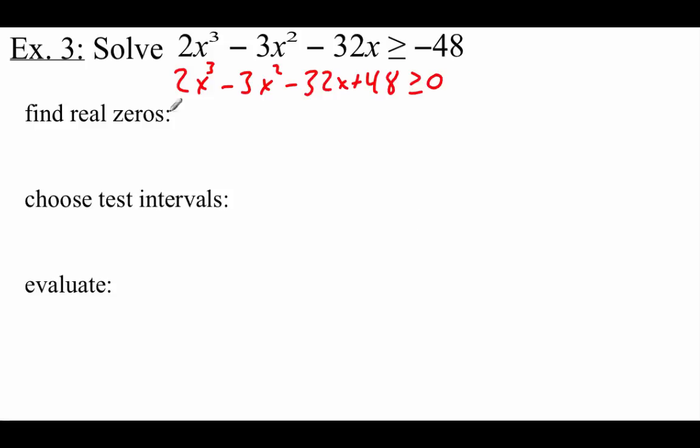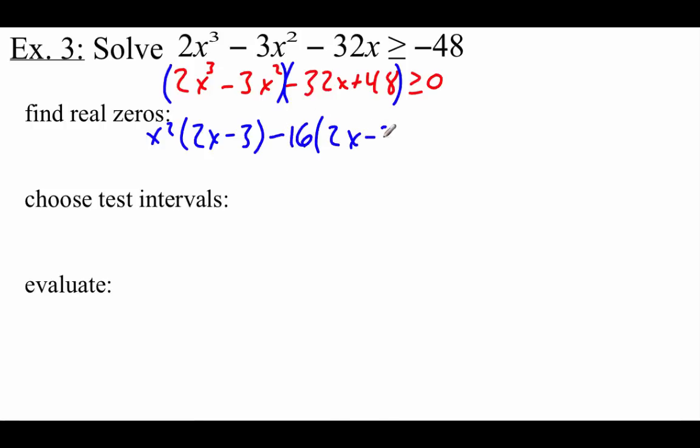Now we need to go through and find the zeros for this function. Since it's a cubic, we're going to have to treat it a little bit differently though. I do think we can do a little factoring by grouping. So I'm going to group these first two terms together, and then I'm going to group the last two terms together. In this first set of parentheses, we can pull out an x squared, so we get 2x minus 3. In this second set of parentheses, we can pull out a -16, so we get 2x minus 3. And I'm going to throw an equals 0 on the end since we're finding the zeros of this thing.